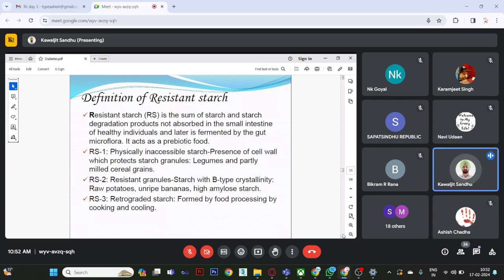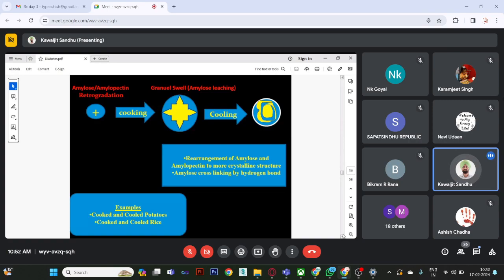One important thing is retrograded starch. We have seen that when you cook food and place it in the refrigerator, and if you do this multiple times, the resistant carbohydrate content increases. So why is it increasing?